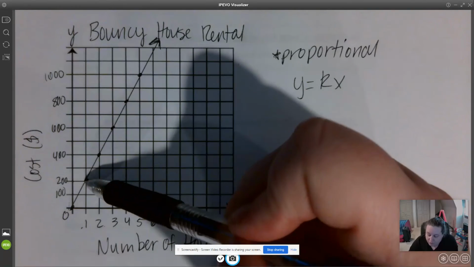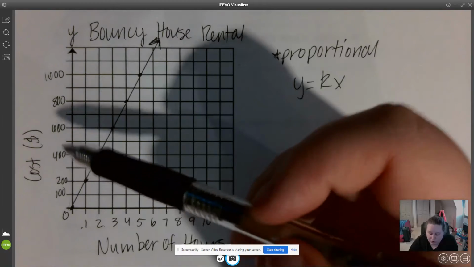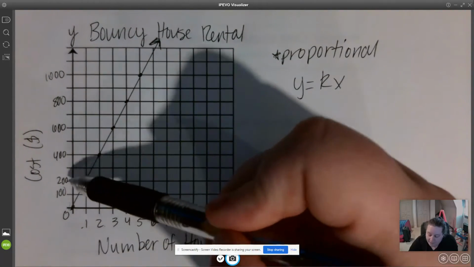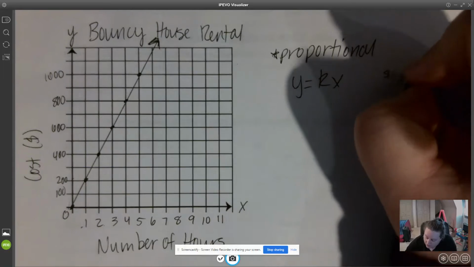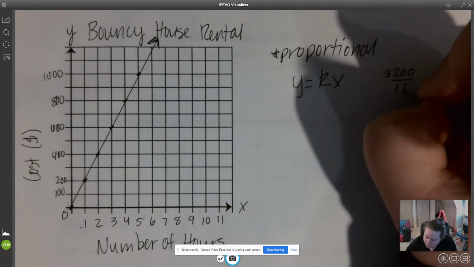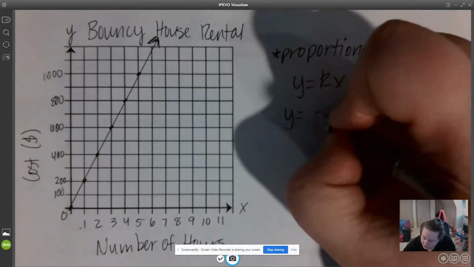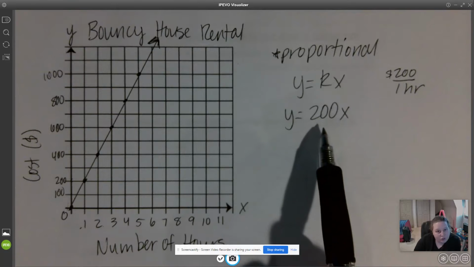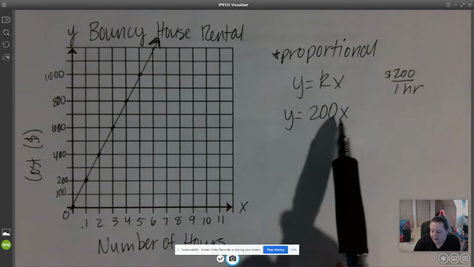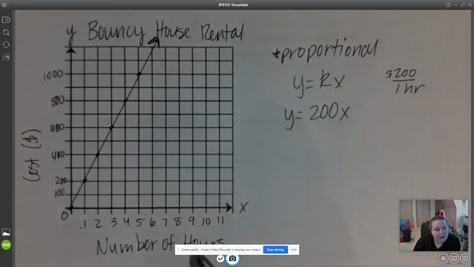So to get from this point to this point, or this point to this point, it doesn't matter which two you choose, I'm going up by 200 and over 1. So it costs $200 for 1 hour. Okay. So in my equation, this would be y equals 200x. So if I multiply 200, which is our unit rate or slope, by the number of hours that I rent this bouncy house, it's going to tell me how much it costs.